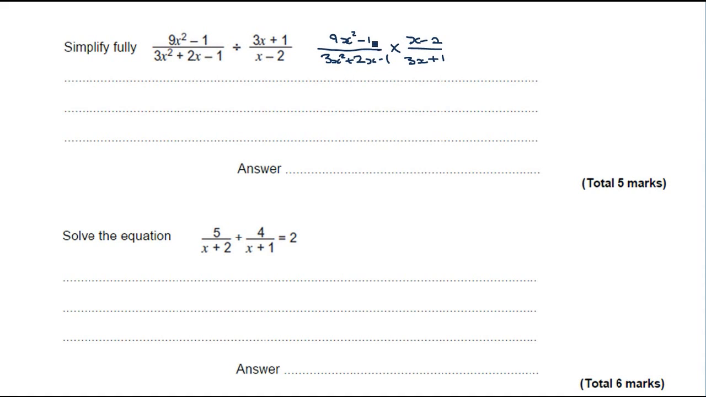9x squared minus 1, as they said in the examiner's remarks, is a difference of two squares. So what you've got, in other words, is you've got, well, 3x, which is the square root of 9x squared, plus 1 times 3x minus 1. And as long as you can recognise the difference of two squares, you can go straight to that step. And if we multiply out, we can see 3x times 3x is going to give us 9x squared. The middle terms are going to cancel.